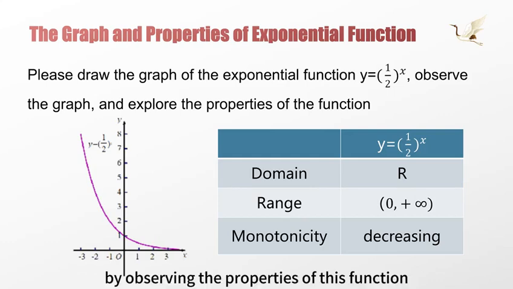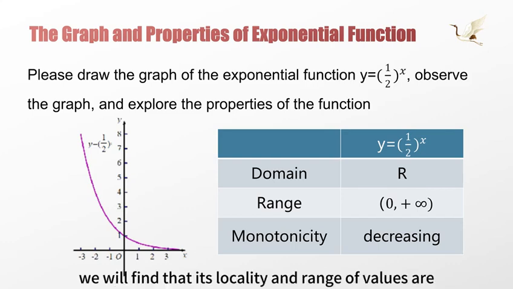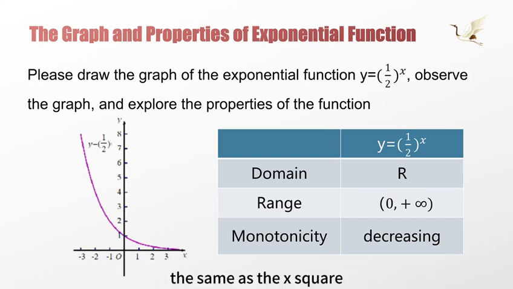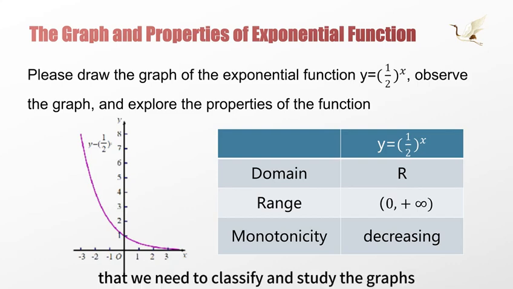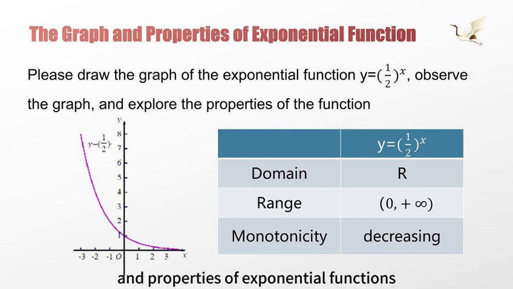By observing the properties of this function, we will find that its domain and range are the same as those of y equals 2 to the power of x. But its monotonicity is not the same. Do the properties of these two functions give us a hint that we need to classify and study the graphs and properties of exponential functions?